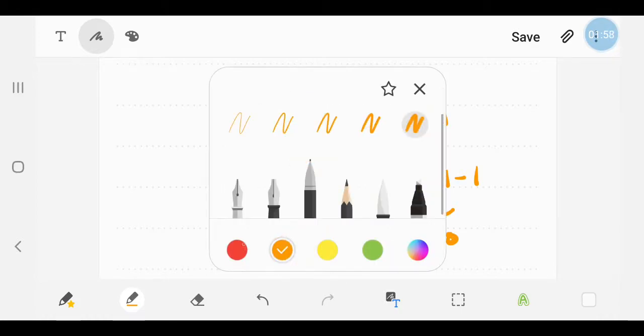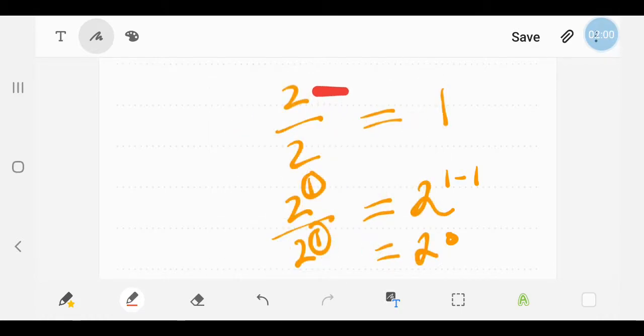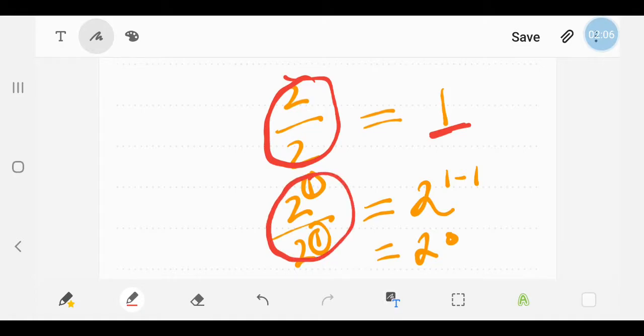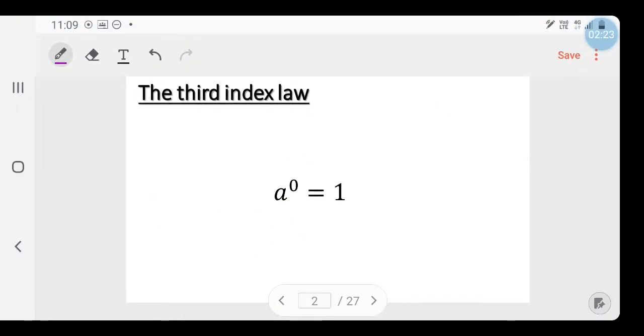So look what we've just shown here. We've shown that 2 divided by 2 equals 1. We've also shown that 2 divided by 2 equals 2 to the 0, which means 2 to the 0 equals 1. And actually it means anything to the 0 equals 1, because I didn't have to choose 2. I could have chosen anything I wanted. So the rule works, okay?